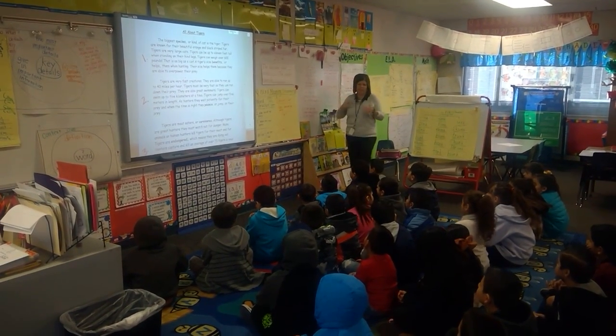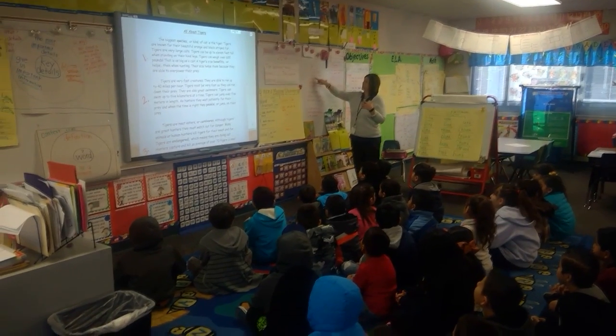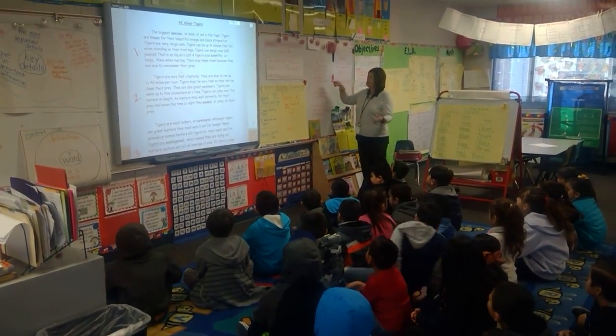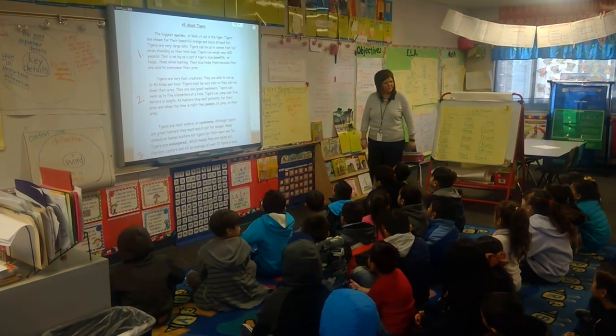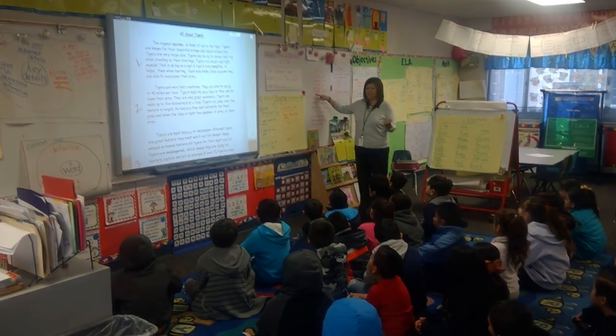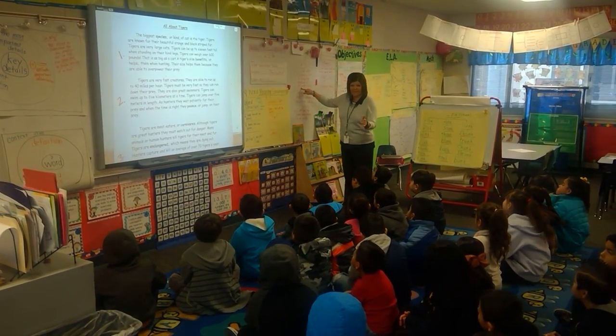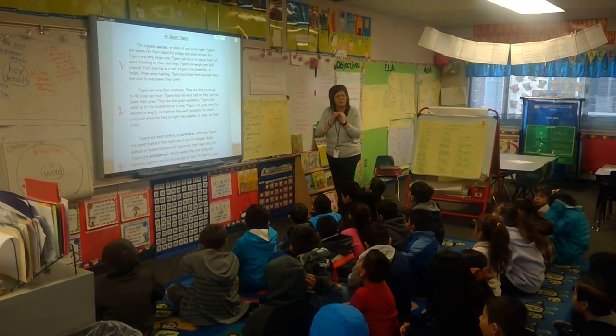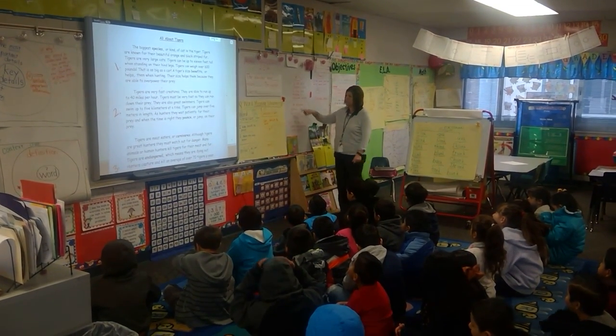So let's go over our content objective. I'm going to say it, you repeat. I can use context clues to find the meaning of unknown words. So unknown, that means I don't know what that word means. Not that I can't read it and decode it. You guys are great decoders. We're talking about when we get to a word we don't know what it means. We're going to use those context clues.